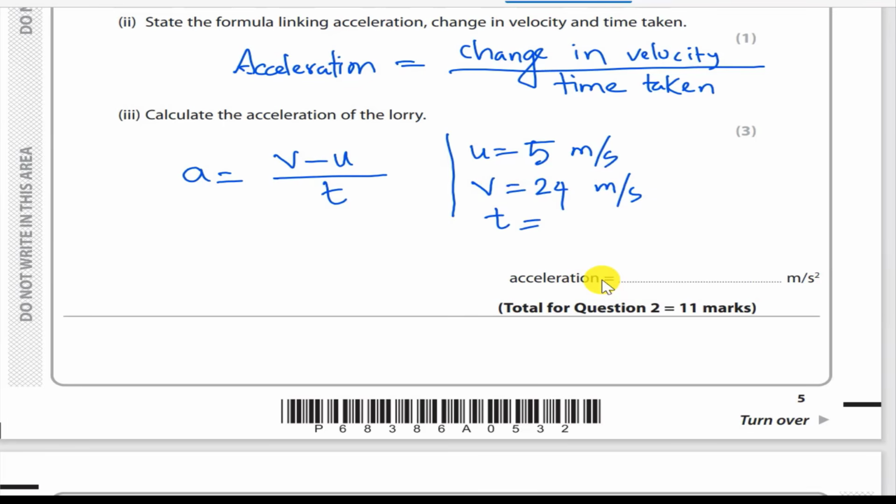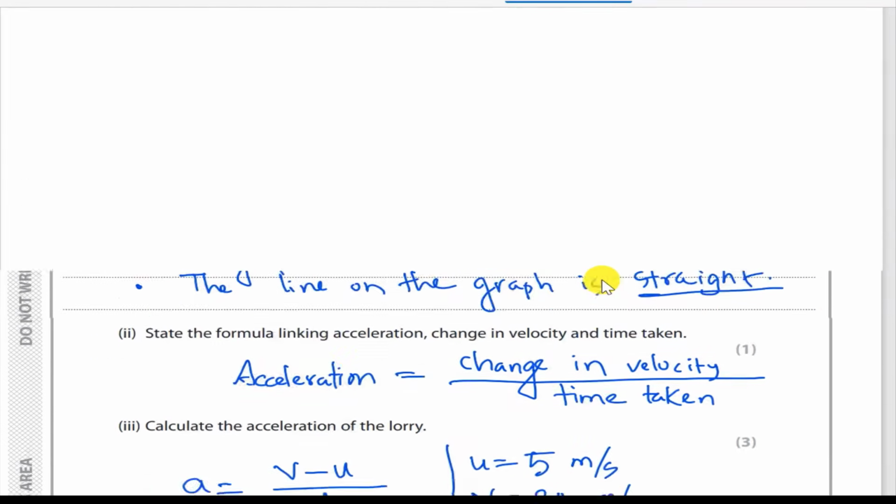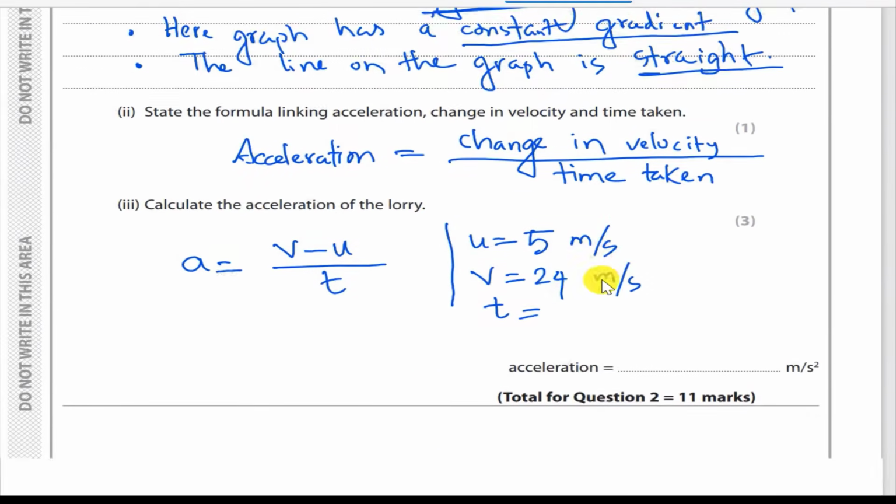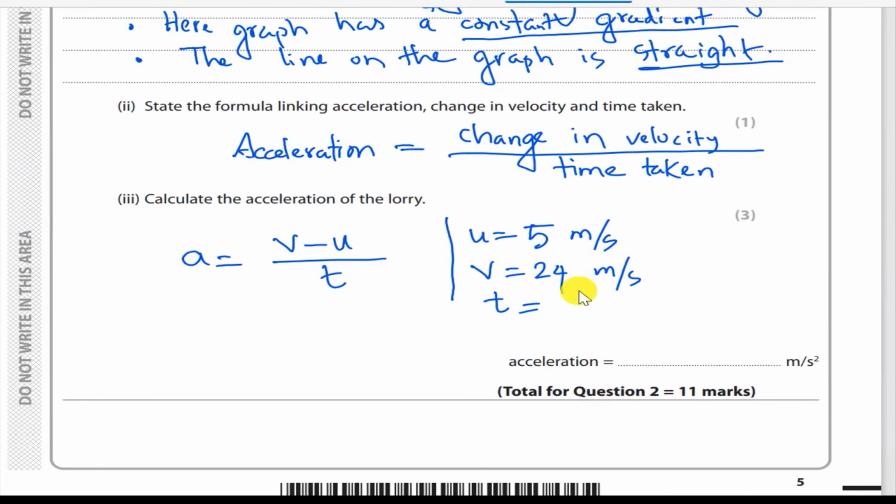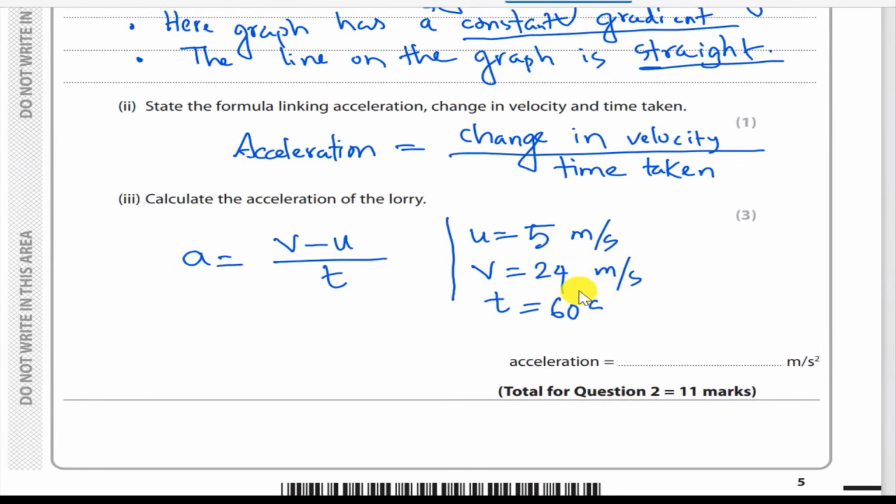Here time 60 seconds. So 24 minus 5 divided by 60. So 0.32 meter per second square. Remember, the unit of acceleration is meter per second square.